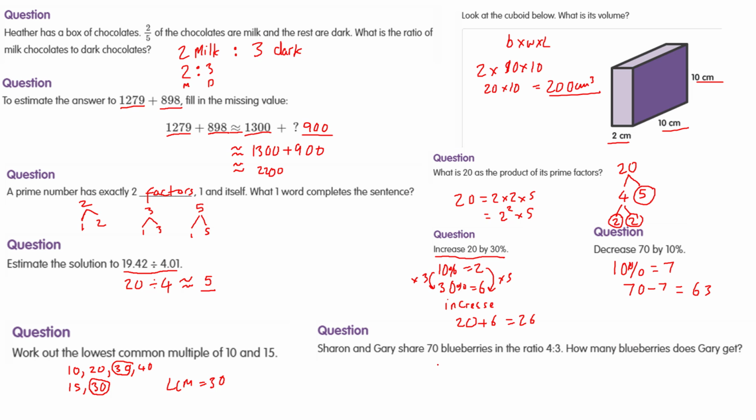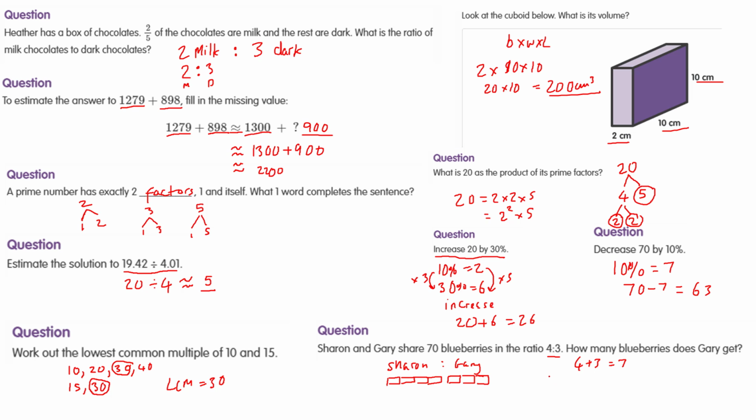Now, Sharon and Gary share 70 blueberries in a ratio of 4 to 3. How many blueberries does Gary get? So imagine Sharon, Gary. So Sharon, essentially for every 4 blueberries, and draw a bar like this, Gary gets 3. So we find the size of one bar, because if we add them together, the total amount of parts is 7.